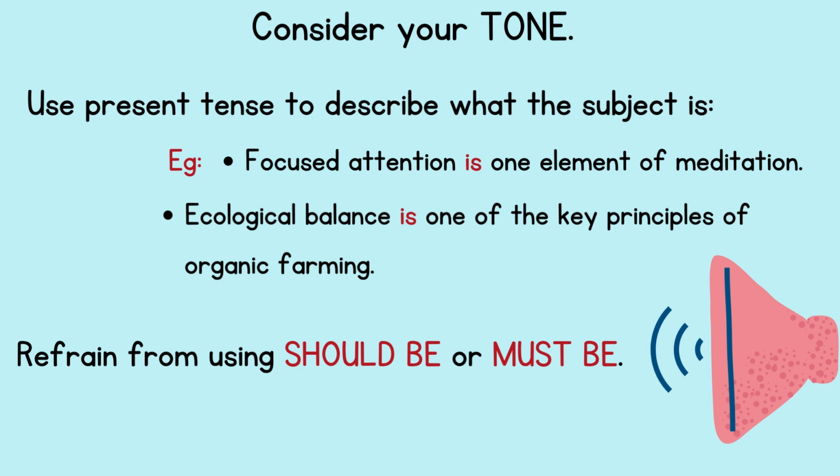So for example, here, the one with meditation, we had focused attention is one element of meditation. And then we also have ecological balance is one of the key principles of organic farming, right? So when you address the subject, or when you describe the subject, you have to use present tense. You can't use past tense. We can't say focused attention was one element of meditation, or we can't say ecological balance was one of the key principles of organic farming.